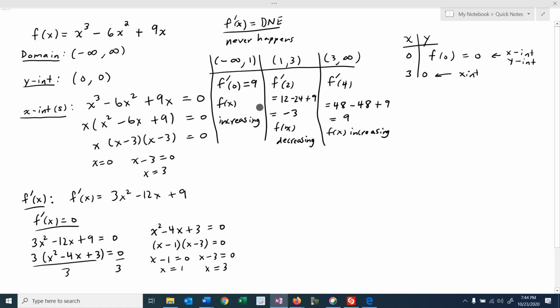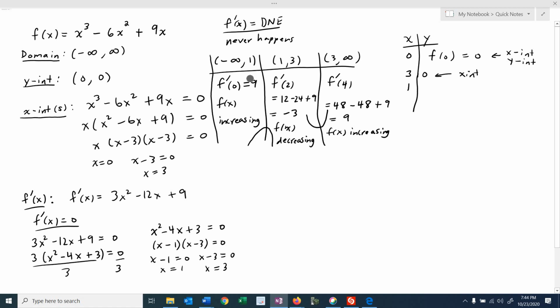Now, not only does the sign chart for the first derivative tell us where the function's increasing and decreasing, it's also going to tell us where we have relative maximums and relative minimums. Since the function's increasing over here and then decreasing over here, we have a relative maximum when x is equal to 1. Then since it's decreasing here and then increasing over here, we have a relative minimum when x is equal to 3. And so those are going to be important points, so I'm going to add those into the t-chart.